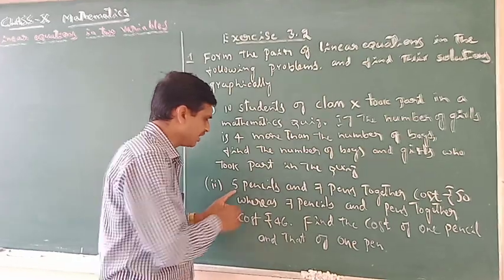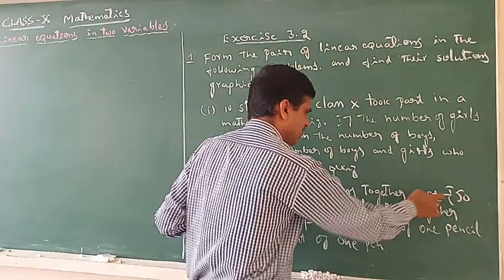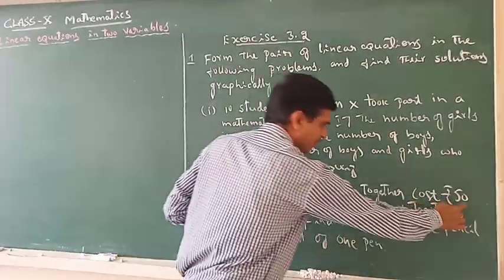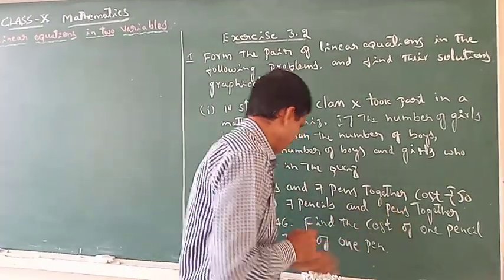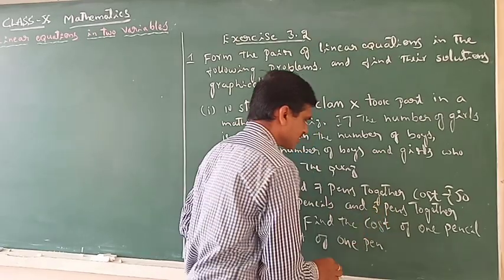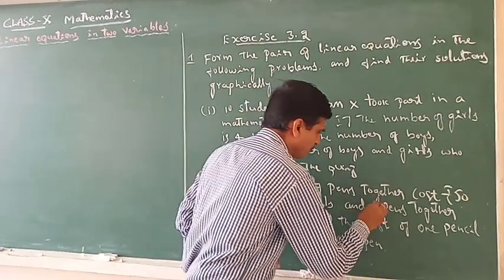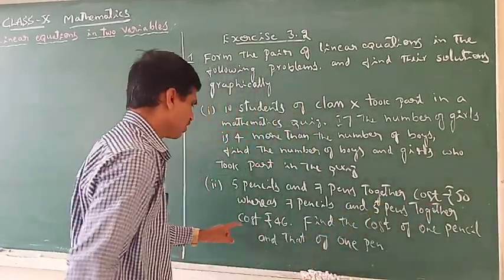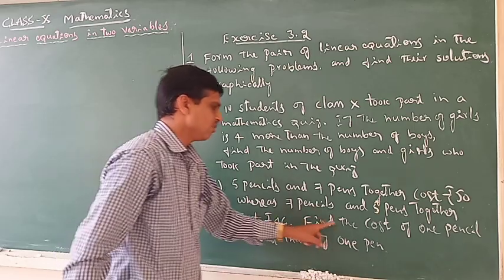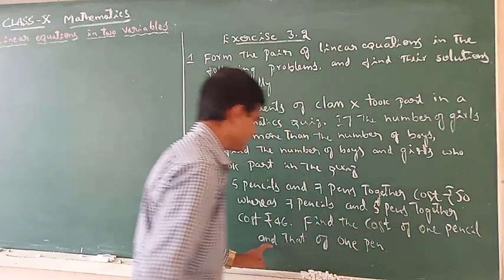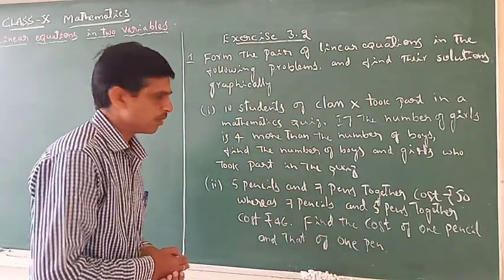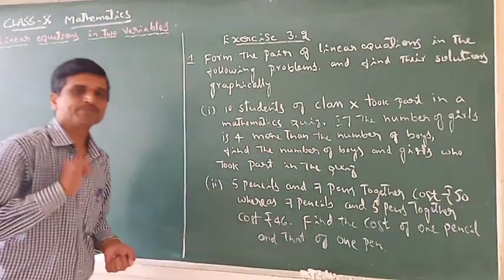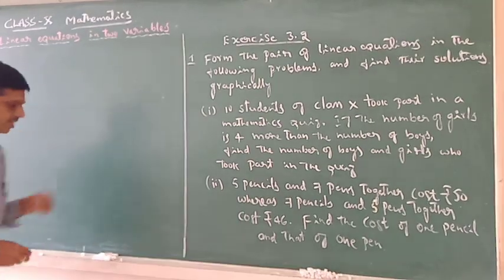The second one given here: 5 pencils and 7 pens together cost rupees 50, whereas 7 pencils and 5 pens together cost rupees 46. Find the cost of one pencil and that of one pen. So this is our today's problem, which we have to discuss. Now let us see their solutions.